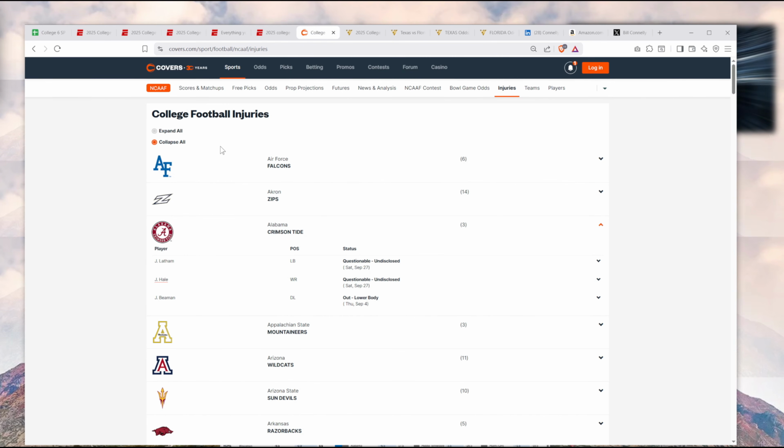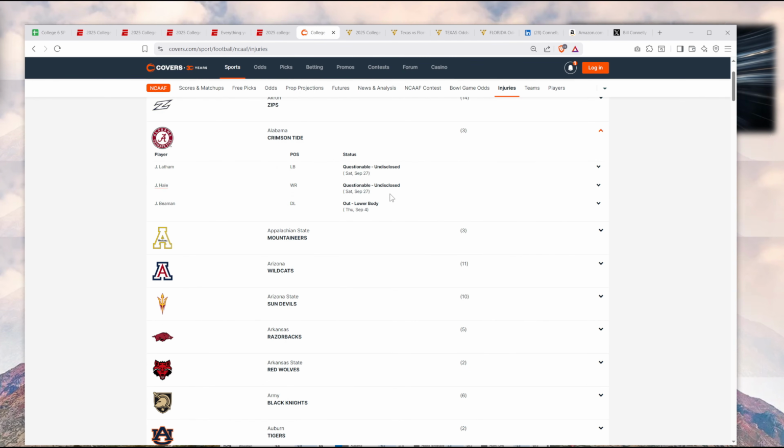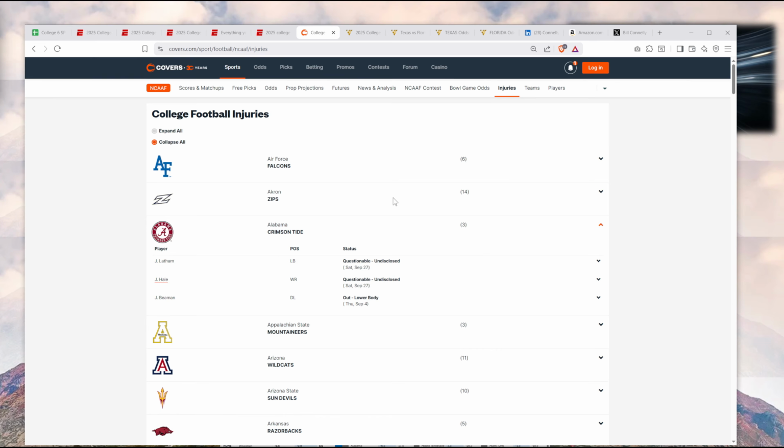You also want to check injuries. So covers.com has an injury report. And by the way, I'll put the links to all these sites in the description box below. You want to check injuries. These injury reports are not as accurate as the NFL injuries, but they do provide information.